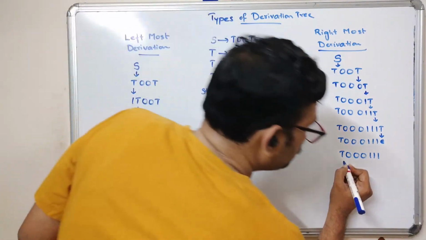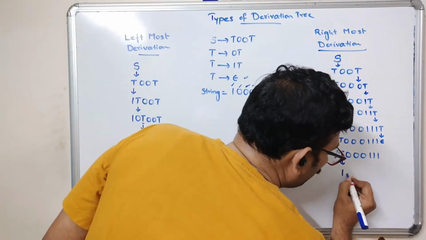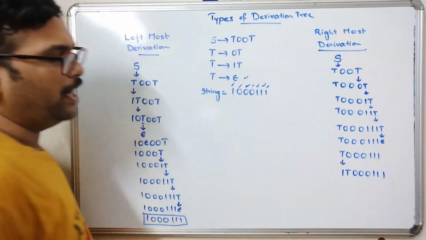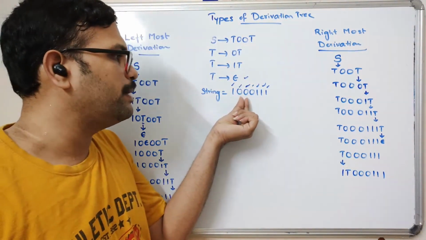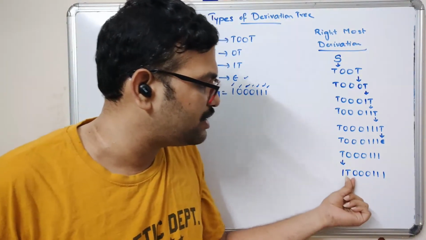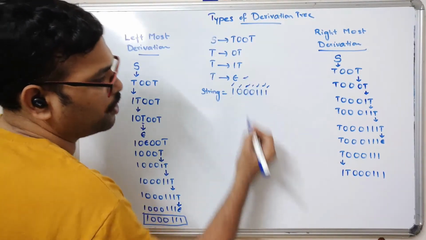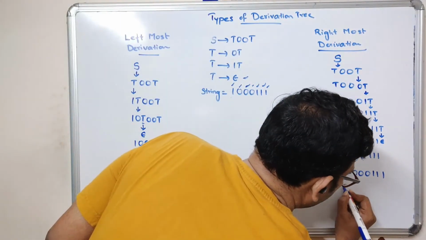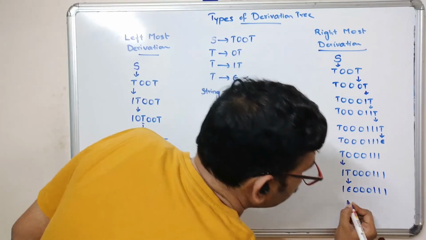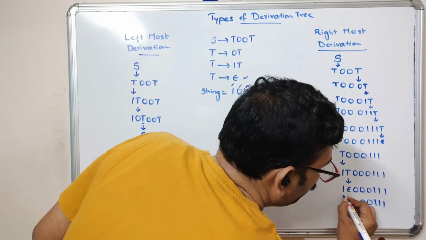So we need to substitute this one. The string will start with 1, so simply replace T with 1T 0 0 0 1 1 1. And you can observe here the string is 1 followed by 3 zeros and 3 ones. There is our extra non-terminal, so simply you can replace this T with the epsilon: 1 epsilon 0 0 0 1 1 1. So simply the result is 1 followed by 3 zeros and 3 ones.